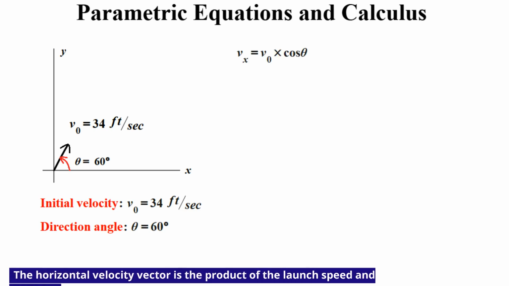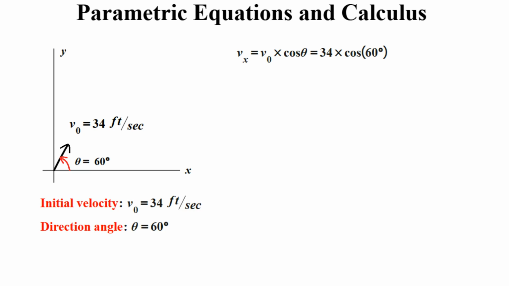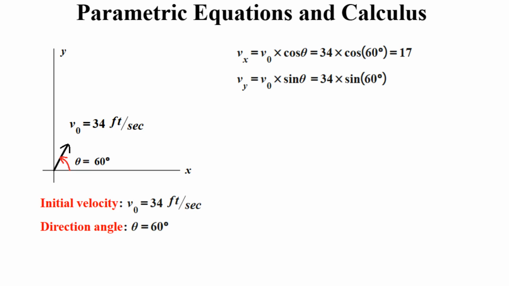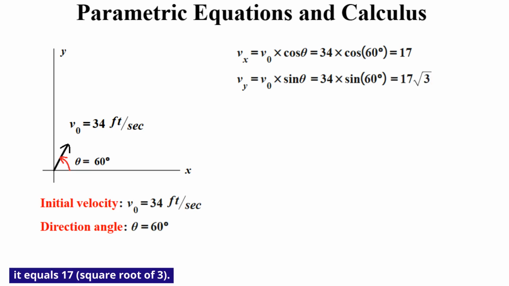The horizontal velocity vector is the product of the launch speed and the cosine of the angle. Since it is 34 times cosine 60 degrees, it equals 17. The vertical velocity vector is the product of the launch speed and the sine of the angle. Since it is 34 times sine 60 degrees, it equals 17 square root of 3.